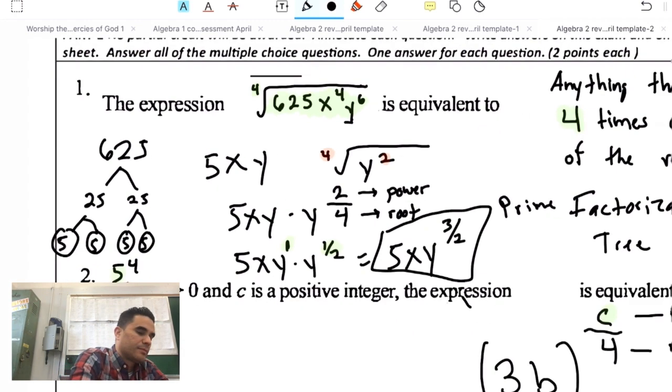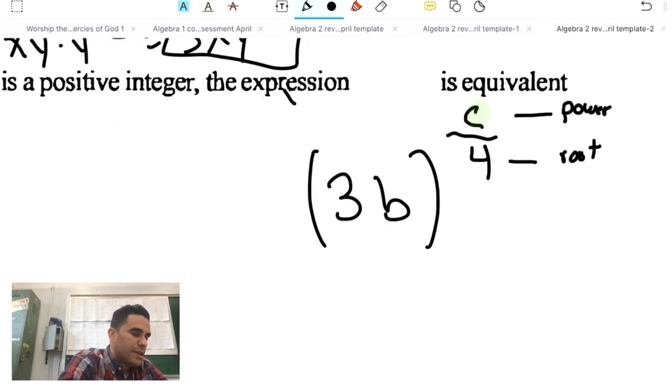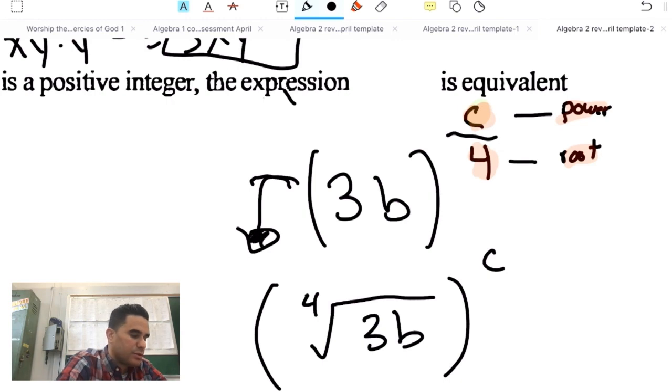That's for number 1. Okay, number 2, we need to be able to convert that into radical notation. We see that the 4 is the root, so we put the 4 there on the radical, and we also see that c is the power. So that whole thing is going to be raised to the c power, and we put 3b there. So that's how we convert from a rational exponent to radical notation. Okay, so that's it right there.